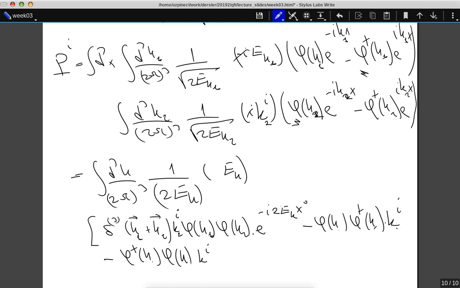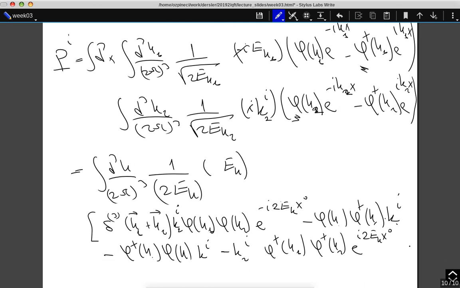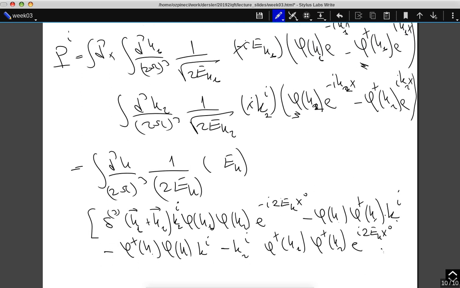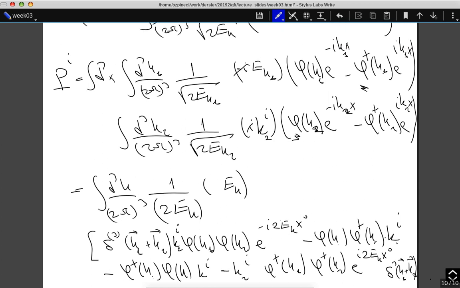In the last term I also have a minus K2i, phi dagger K1, phi dagger K2, e to power I 2ek x0, and then I have a Dirac delta cubed K1 plus K2. Yes, this should be it.